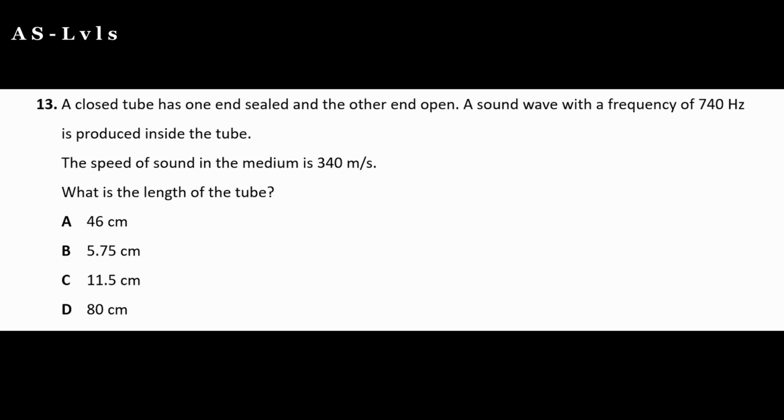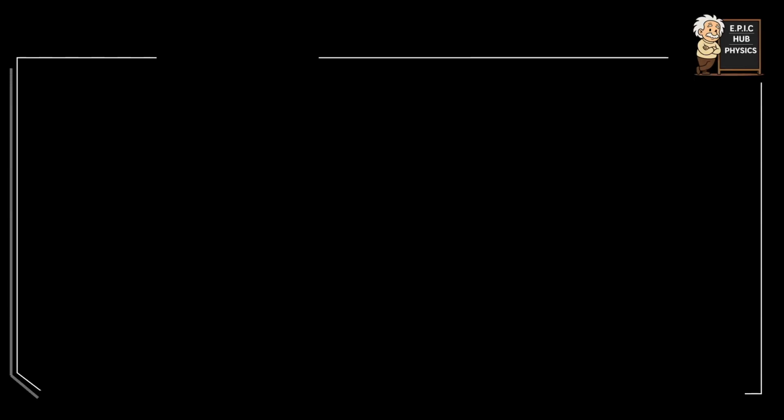Question 13. A closed tube has one end sealed and the other end open. A sound wave with a frequency of 740 Hz is produced inside the tube. The speed of sound in the medium is 340 meters per second. What is the length of the tube? This is a problem relating to resonance and standing waves in air columns.